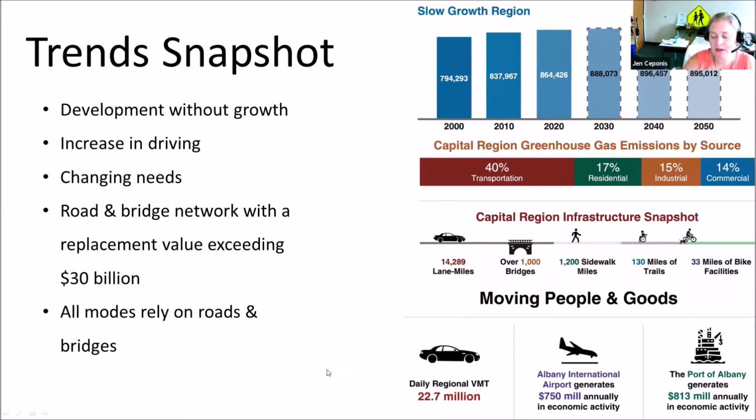So the Nuvisions 2050 plan outlines a strategy for maintaining and improving a $30 billion system of roads, bridges, sidewalks, and trails to support continued economic growth in the region. We're a slow growth region, and projections do not predict a significant increase in the future, but the development continues to occur. A lot of development has happened on the edges of already developed towns and cities. So we are seeing some increases in driving because of the type of development.